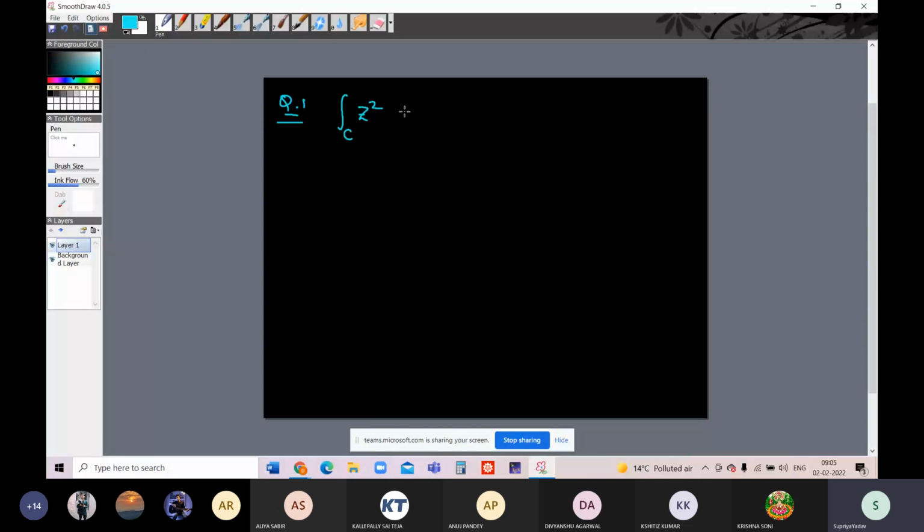Question. We have to find the integral of the function z square along a curve C, where C is the arc of the circle |z| equal to 2 from theta 0 to theta pi by 3.